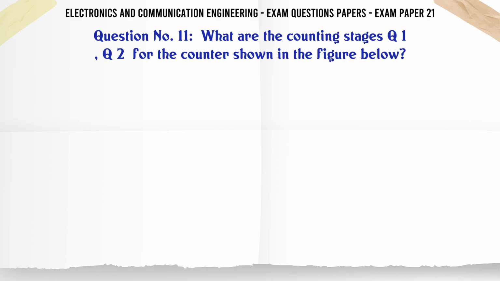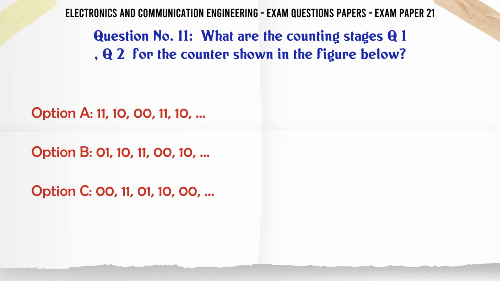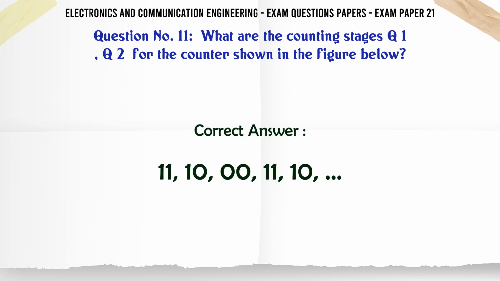What are the counting states Q1 Q2 for the counter shown in the figure below? A. 11, 10, B. 00, 10, C. 00, 11, 00, D. 00, 0110. The correct answer is A.